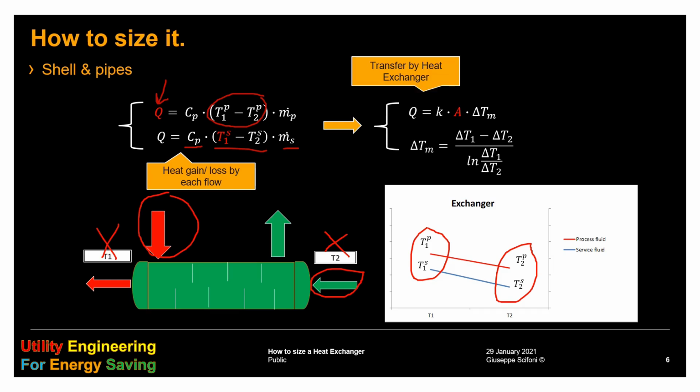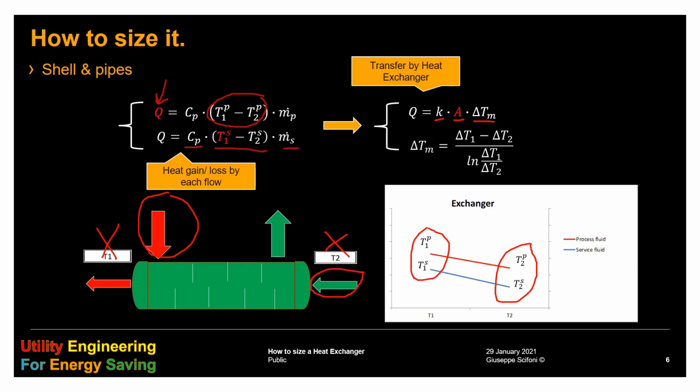The third equation says that the heat transferred across the heat exchanger is also a product among three terms: the coefficient K, the heat transfer area A, and the delta T mean. This delta T is different from above, it is no longer the difference between the entry and leaving of the same fluid, since here the fluids are two.